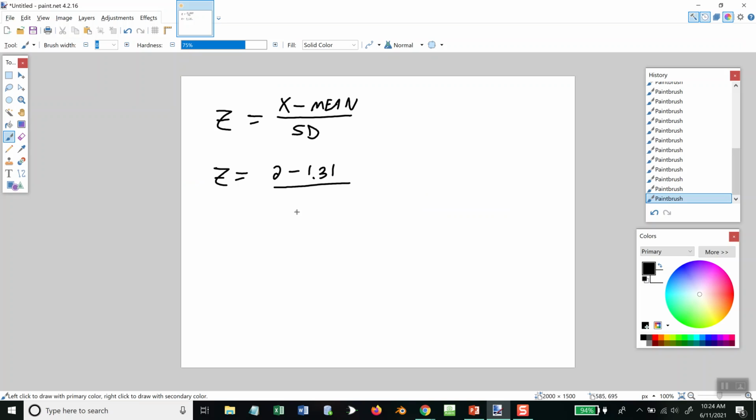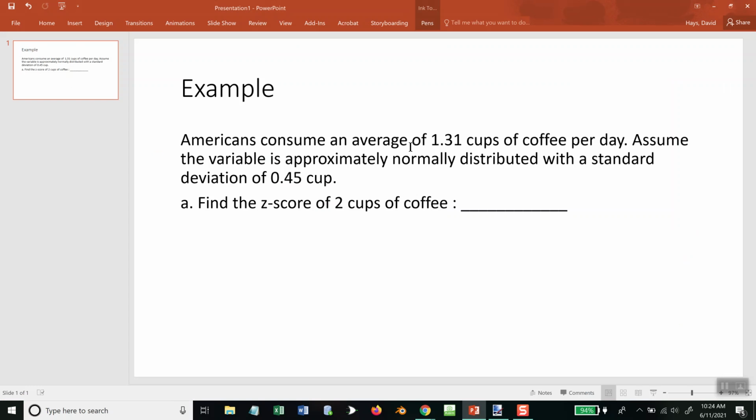If it's asking you for the z-score and you're just confused on which one's x, well, first identify average and standard deviation, because they'll pretty well be labeled. And then the other number that maybe is a little bit harder to identify, that's your x. There's very few problems where they just throw extra numbers in there to confuse you.